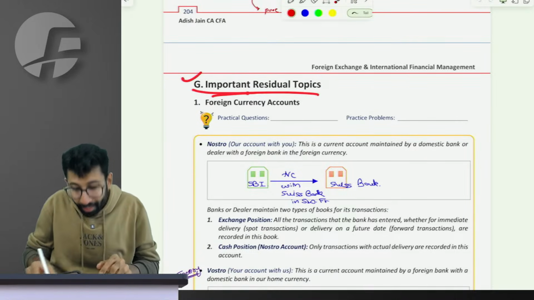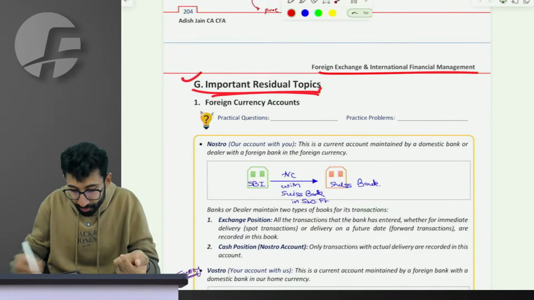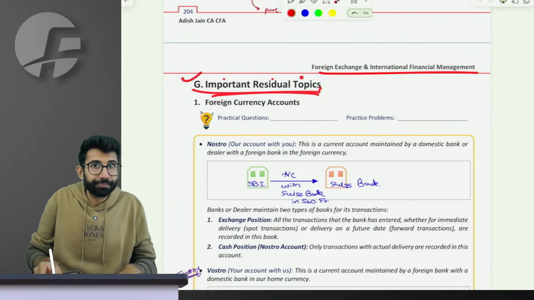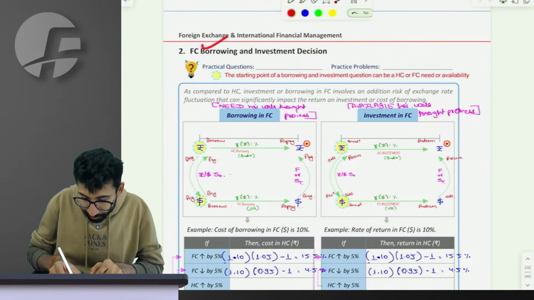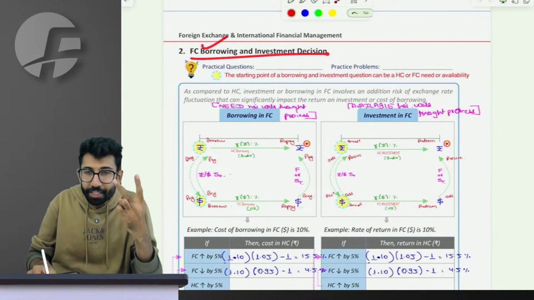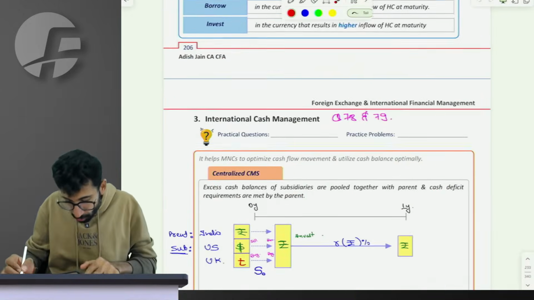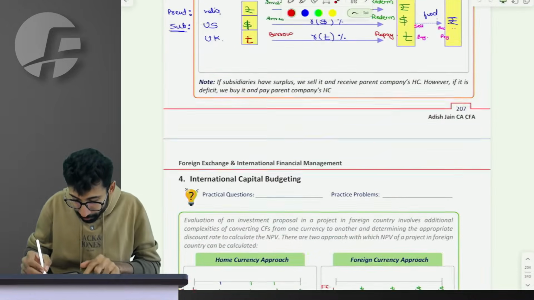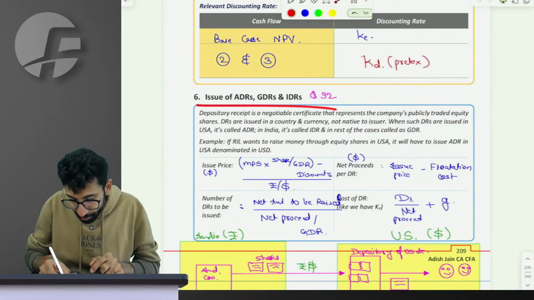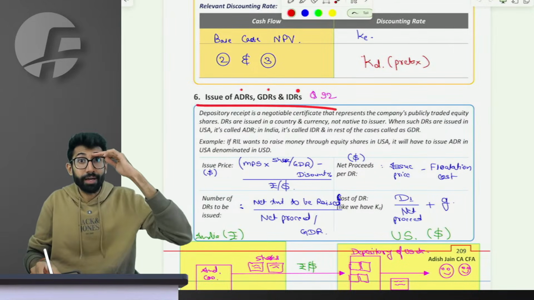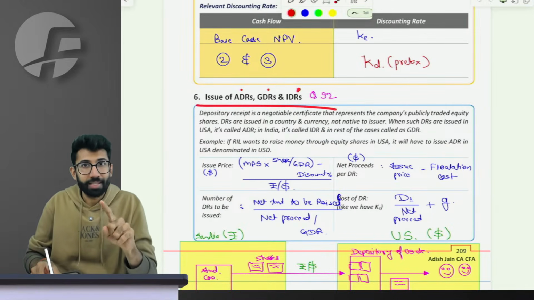However, sir, exactly which part of this entire chapter is International Financial Management, that if I have to tell you, so the last section of Forex chapter in the OutNotes is important residual topic. In this section, we have foreign currency account, we have foreign currency investment borrowing. These two topics specifically belong to Forex chapter, right? Rest of the topics like international cash management, international capital budgeting, adjusted present value and issue of ADR, GDR and IDR, these 4 topics belong to advanced capital budgeting.